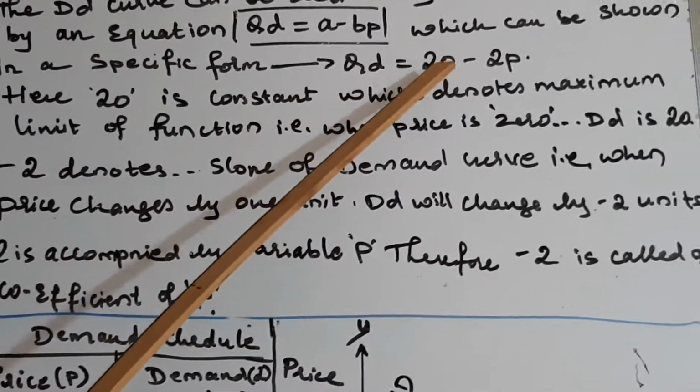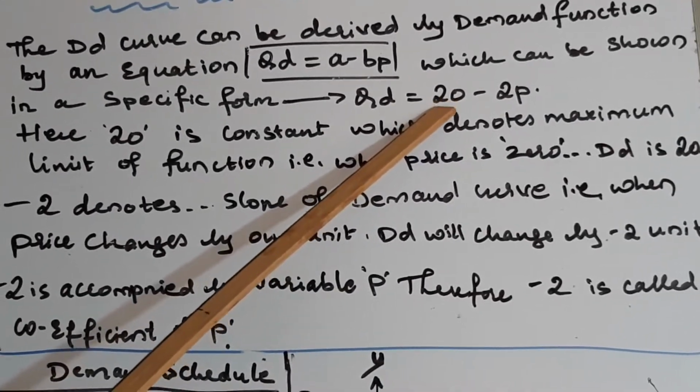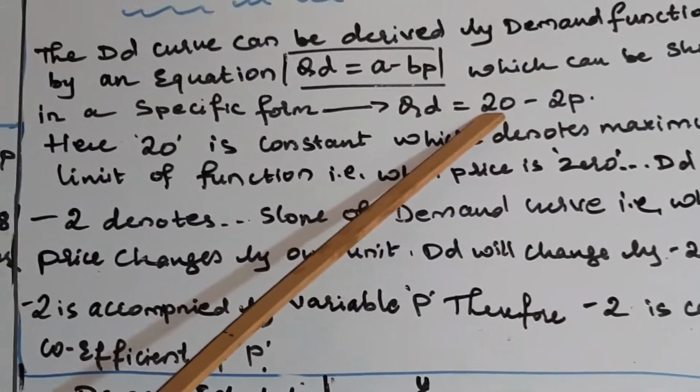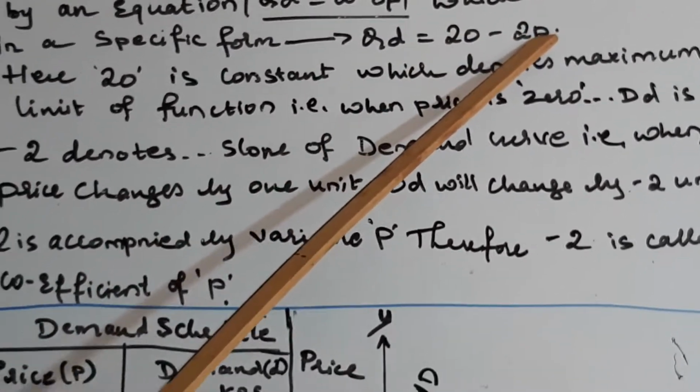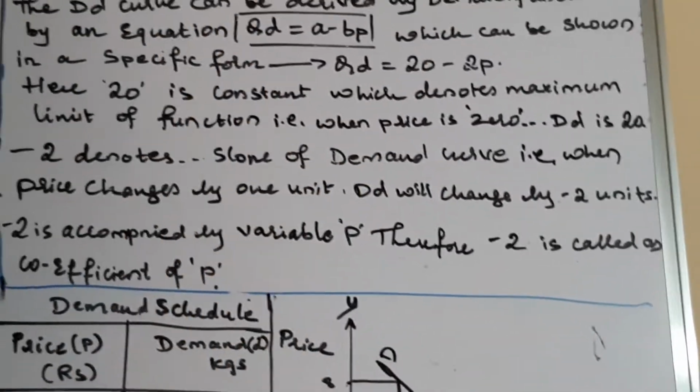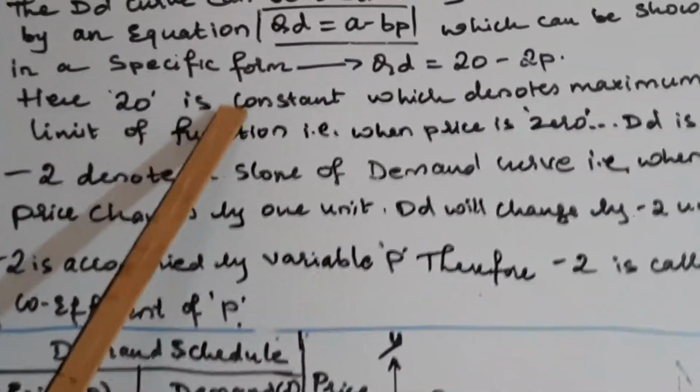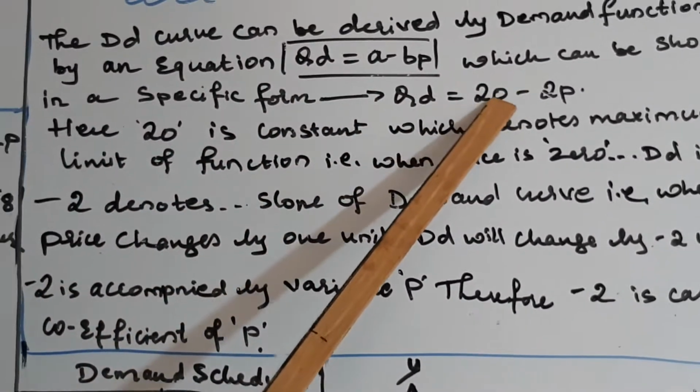Here 20 is the maximum limit of the function. This 20 can be called the maximum limit of the function, and whatever numbers we substitute for p should be less than 20. Here 20 is a constant, so this 20 will remain the same; it will not change.